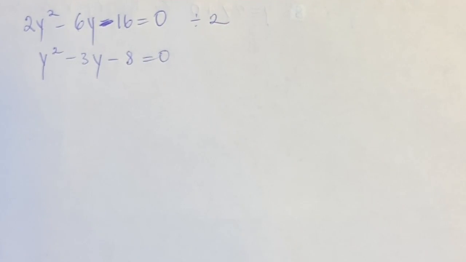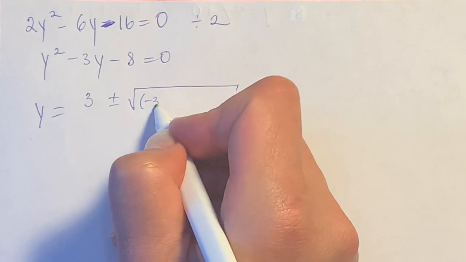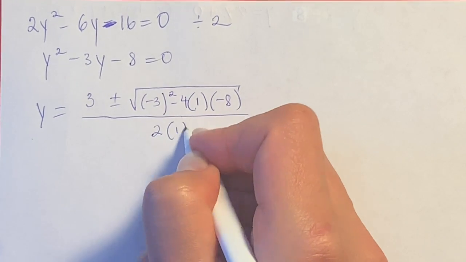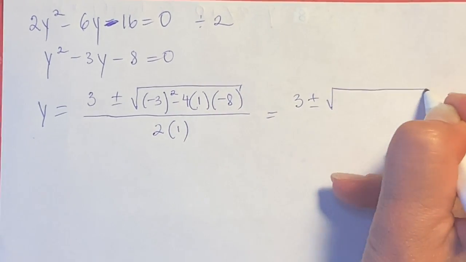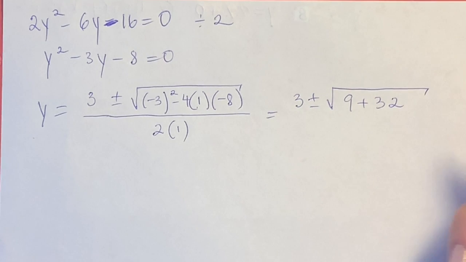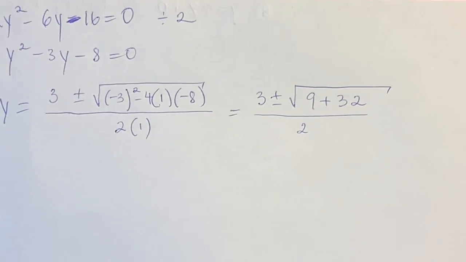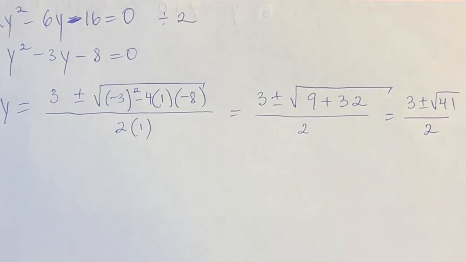And I'm going to solve using the quadratic formula. I'm going to say y equals, for the quadratic formula, since the equation is in terms of y, negative b plus or minus the square root of b squared minus 4ac all over 2a. Okay, well, let's simplify this. So this is negative b plus or minus the square root of 9 plus 32 all over 2. 9 plus 32 is 41. So I have 3 plus or minus the square root of 41 all over 2. If you can simplify the square root, definitely do it, but 41 is prime. You can't break it down.